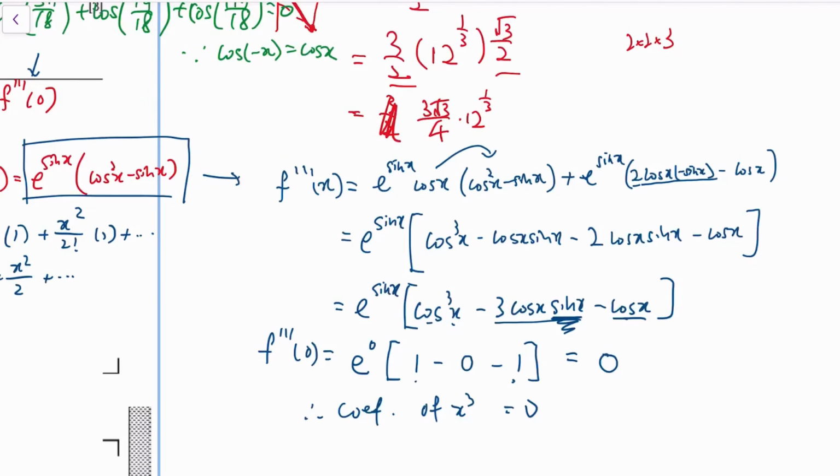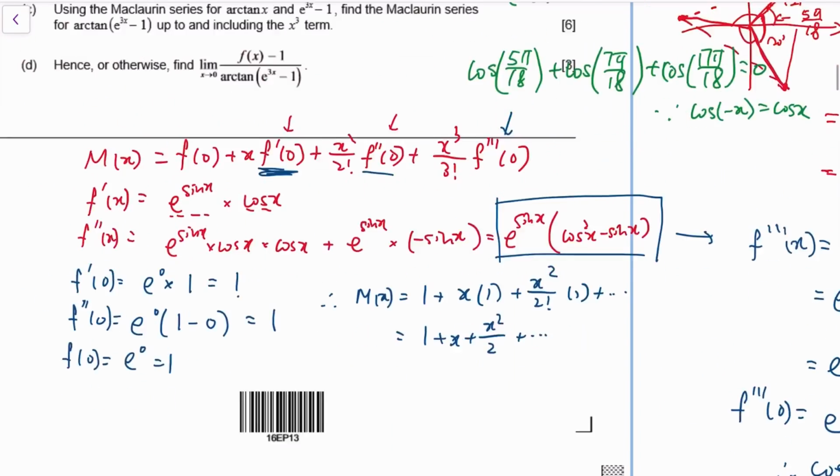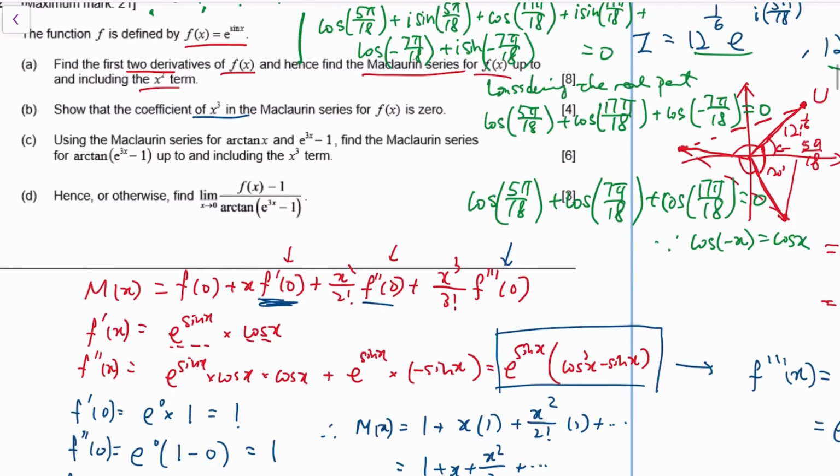Okay, so far it's still really straightforward. It's really just standard Maclaurin, you do it. That's it. Part B: use the Maclaurin series of arctan and e to the power of 3x minus 1 to find the Maclaurin series of the given expression. Okay, I don't think part C will be related to A and B. Probably not. Yeah.